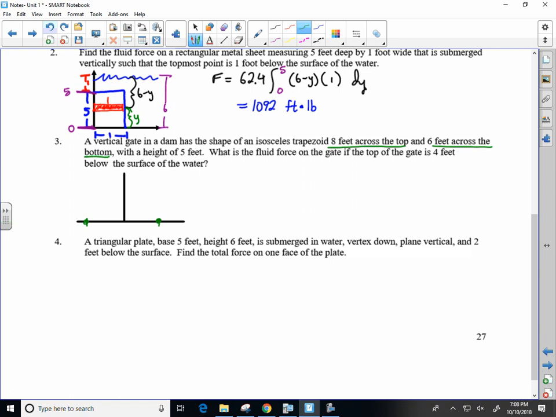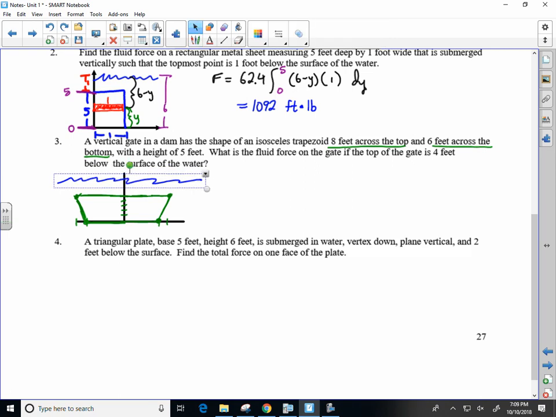Now, the trapezoid itself has a height of 5. So I'm going to go up 1, 2, 3, 4, 5. I need to go out to 4 for each of these. And this is what my trapezoid is going to look like. And we got the surface of water that's 4 feet above that. Probably made that a little too high based on the scaling.